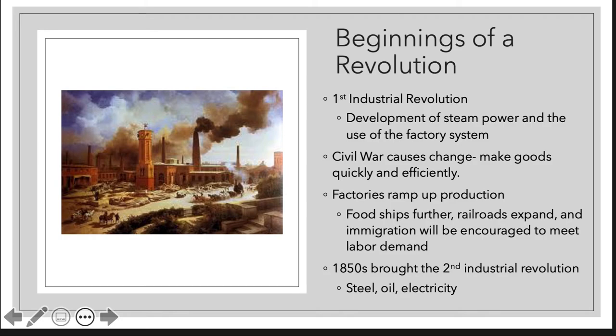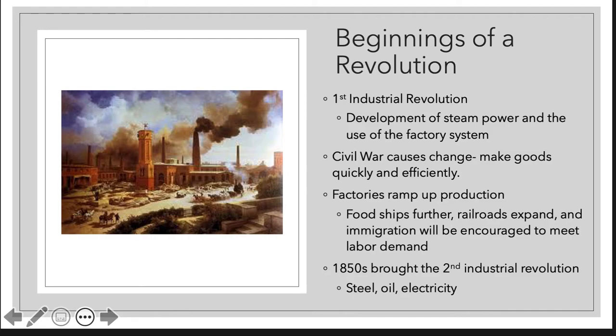So we'll see factories ramp up production to meet that demand of food shipping further. The railroads are going to expand. And with all of this happening, with the factories expanding, with production increasing, something that you need is more workers. So we will see at the same time that there will be an increase in immigration to meet that demand for labor.